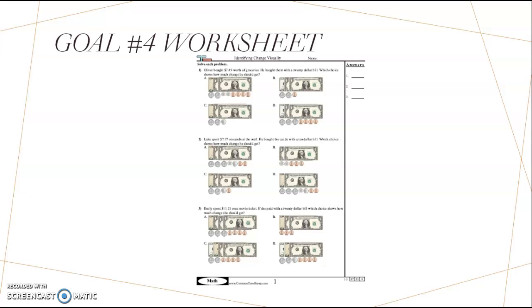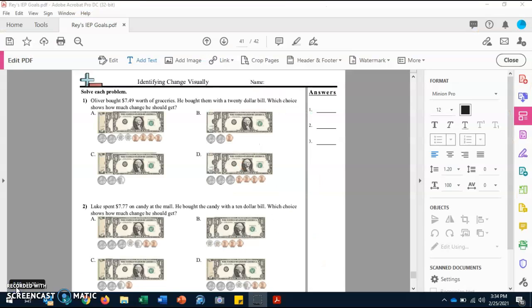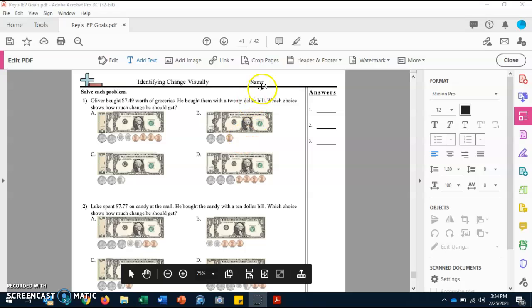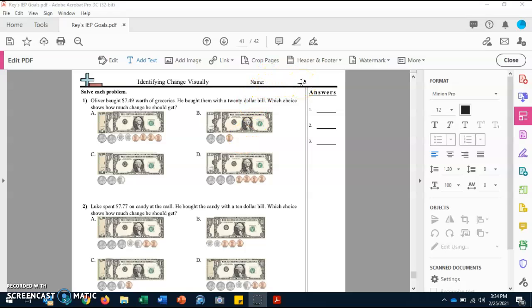We are going to be working on identifying change visually. So if you can please take out this worksheet. It starts with Oliver bought. So this is the worksheet. Don't forget to write your name on the top right corner. And this worksheet says solve each problem.